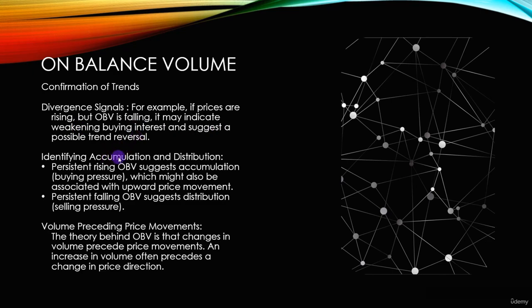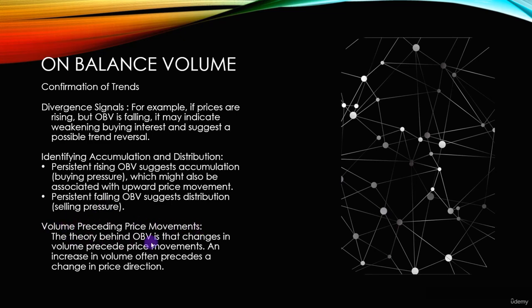So identifying accumulation and distribution: persistent rising OBV suggests accumulation, so it's buying pressure, which might also be associated with an upward price movement. In the opposite direction, persistent falling OBV suggests distribution, so it's selling pressure, or people are more into selling or shorting the asset. It's also a good indicator when we check the volume preceding the price movements.